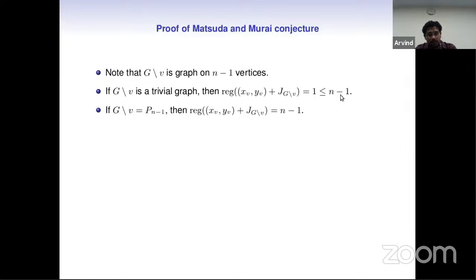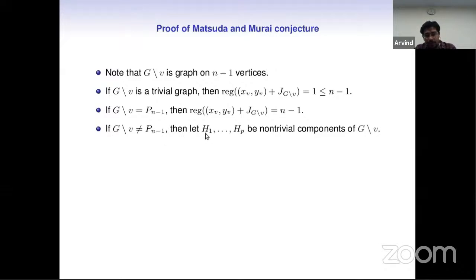If G minus V is a path graph on n minus 1 vertices, then the binomial edge ideal of a path graph is a complete intersection ideal, and in that case the regularity is known, and it is equal to n minus 1. In general, if we have a complete intersection homogeneous ideal, then the regularity formula is known. Okay, so assume that G minus V is not a path graph on n minus 1 vertices, and also it is a non-trivial graph. In that case, let H_1 up to H_p be the non-trivial components of G minus V. So this p is at least 1.